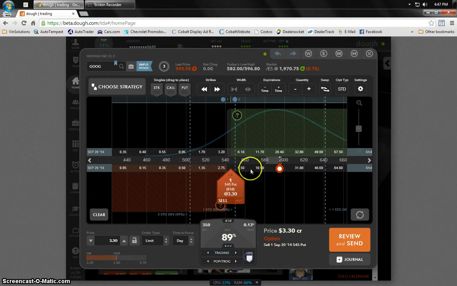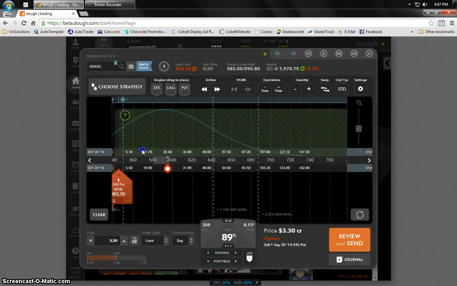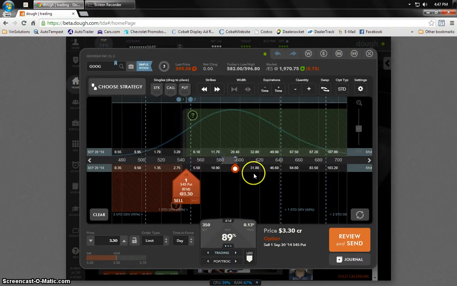Where do you make money? Anywhere in the green, which means Google could drop all the way down from $595 all the way down to $545, and you still make money. If it goes higher, doesn't matter how high it goes, you still make money. If Google at the end of 61 days is still the exact same price, you still make money. Okay? So that's part 1.